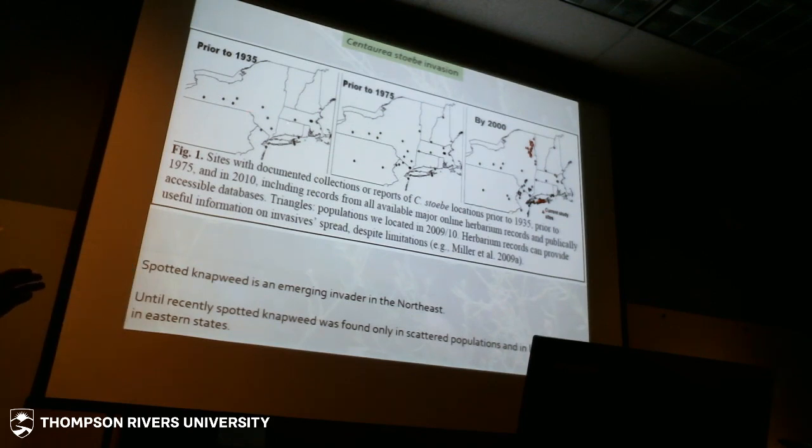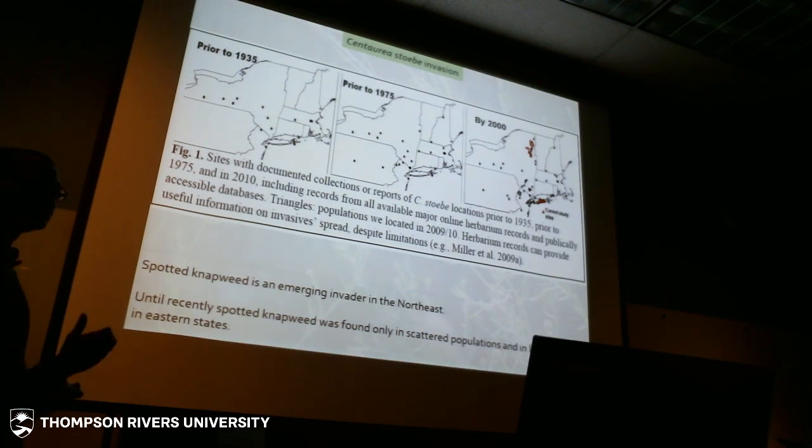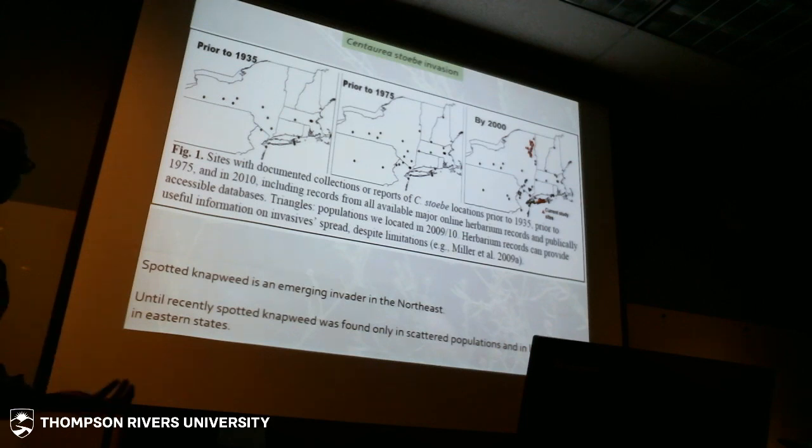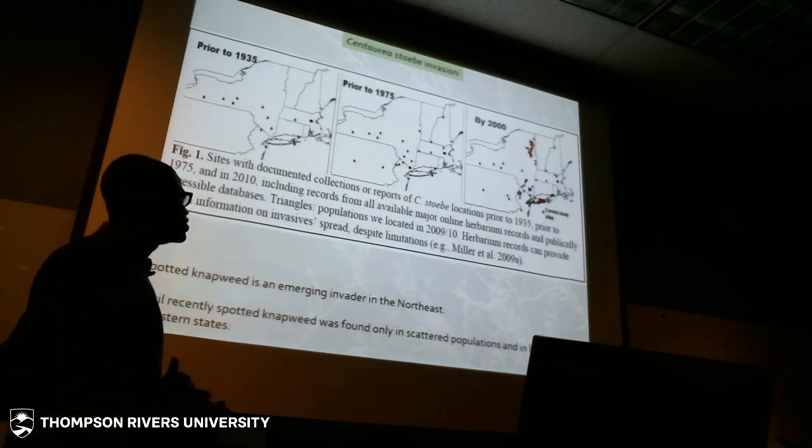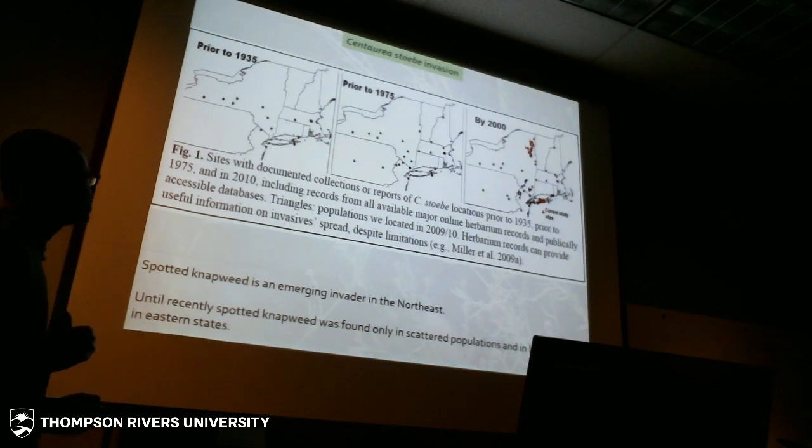So in 1935, there were just a few locations. However, by 2000, there have been a lot of locations where spotted knapweed is present in the northeastern USA. And I actually have a more recent map that shows that there's been a lot more locations where spotted knapweed is present in the northeastern part of the country. However, there has not been any studies that have been looking at why spotted knapweed is invasive in that part of the country. And so it's an emerging invader in the northeast, and it has increased in population drastically over the past 10 to 15 years.